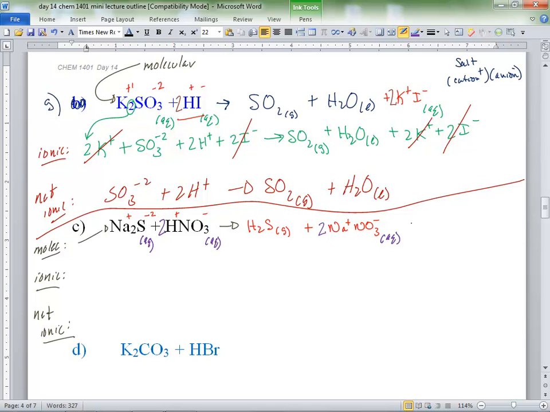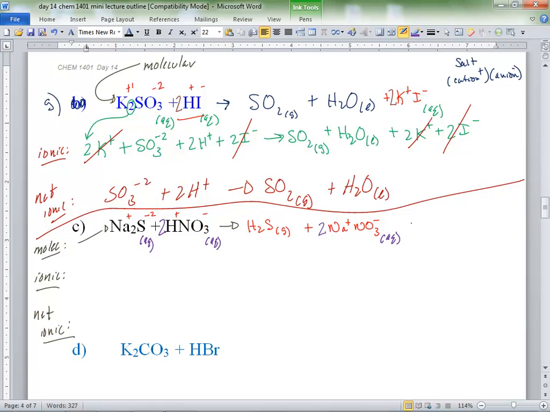Okay. Now you have two sodiums, but now you have 2 nitrates. So you have to have a 2 in front of that one. And remember, nitrate's a -1, not -2. I get nitrate and nitrite mixed up. Nitrate is NO3 minus, nitrite is NO2 minus.